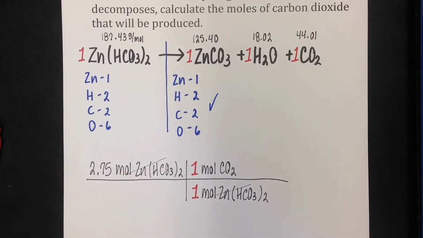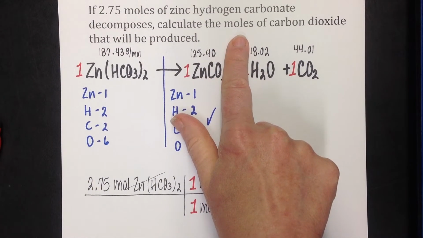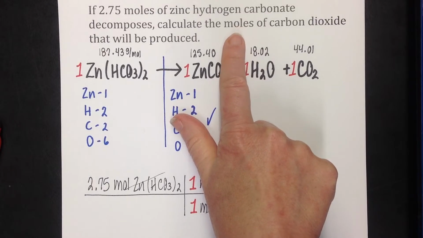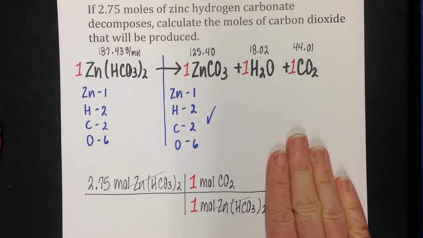Now, what did they ask me for the answer in? Did they want moles, grams? I look up here and it says calculate the moles of carbon dioxide. They specifically wanted me to give this answer in moles. And what that means is I'm done. I'm ready to calculate this and be finished. Because if I stop right here, my answer is going to be in moles of CO2.